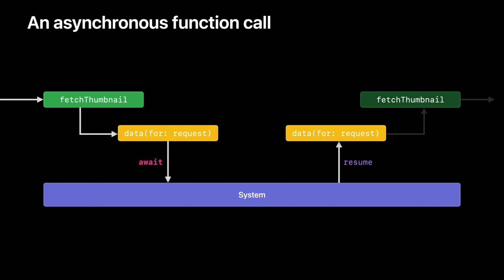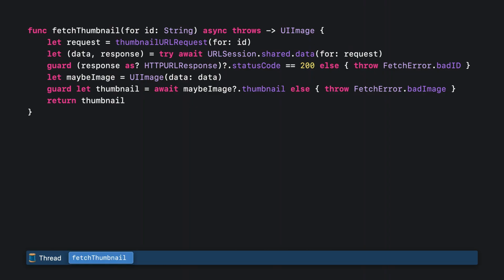But eventually, whether without ever suspending, or after resuming for the last time, the function will finish, handing control of the thread back to your function, along with a value or an error. Let's take another look at fetchThumbnail to see what can happen when it suspends. When fetchThumbnail calls URL session's async data method, the data method stops executing on the thread in the special way that only async functions can, by suspending.